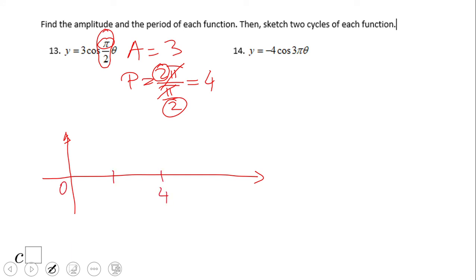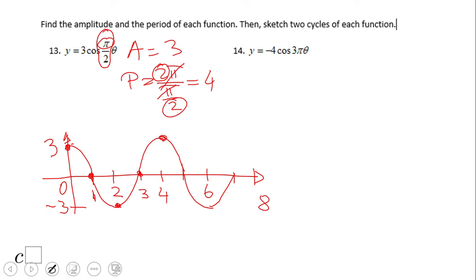For that reason, it's probably even easier to find the midpoints. Here is 2, here is 1, and here is 3. We have the 5 points that we need for the cosine. We start from a max, go to a 0, go to a mean, go to a 0, and back to the max. The max is 3, the amplitude is 3, the mean is -3. We need one more cycle, so we're going to go to 8, and then here we have 6, and then we can do one more cycle.